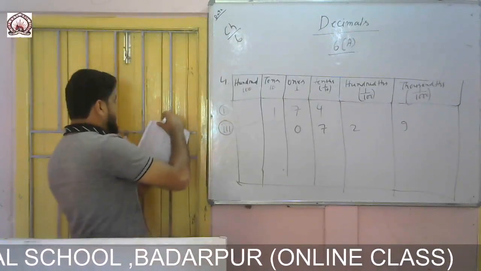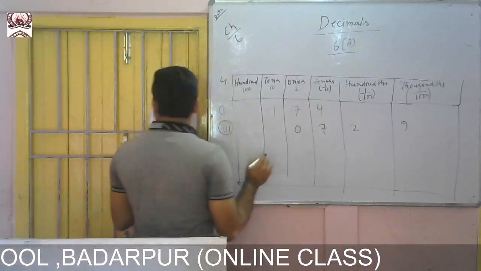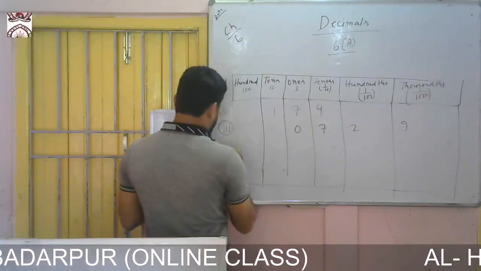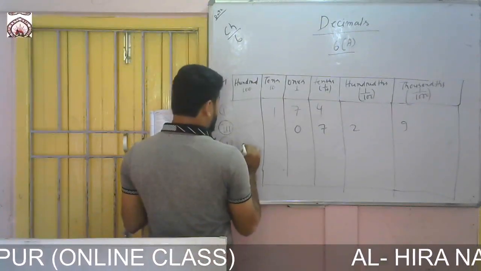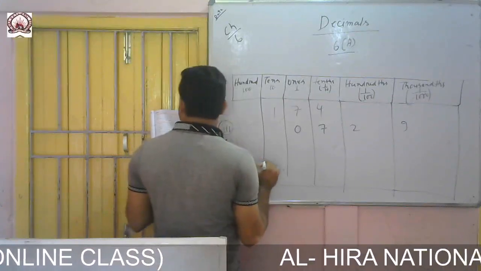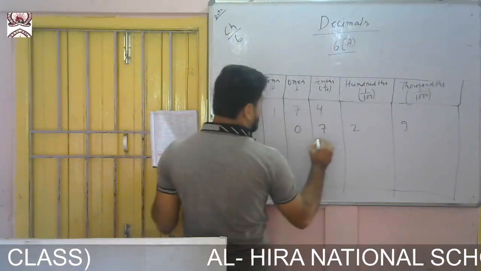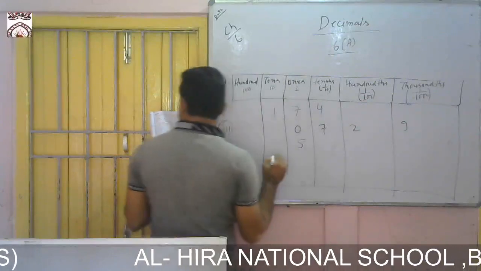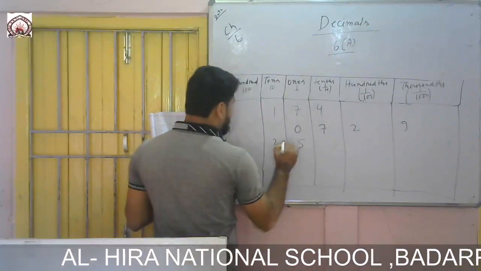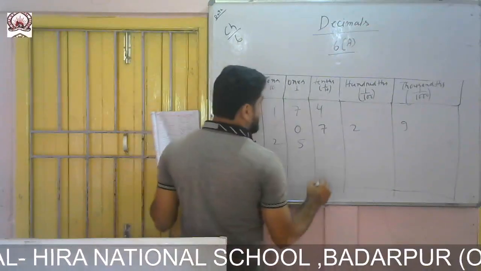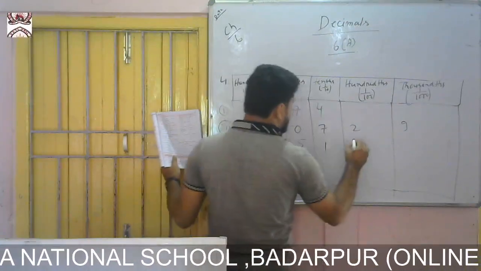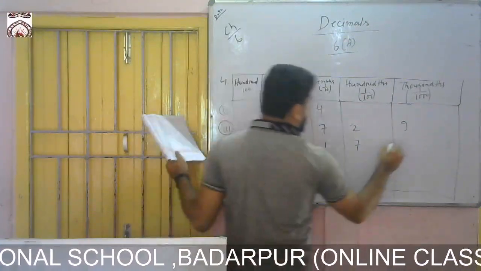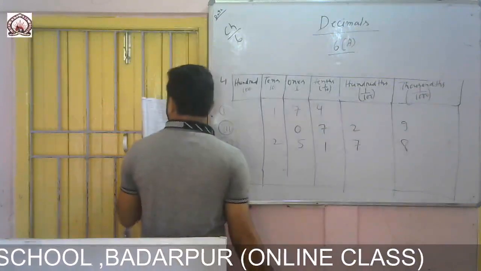Now come to question number 6. Okay. Question number 6, what is there? 25.178. So 5 is in ones place, okay, and 2 is in tens place, okay. 178. 1 is in tenths place, 7 is in hundredths place, and 8 is in thousandths place, okay.